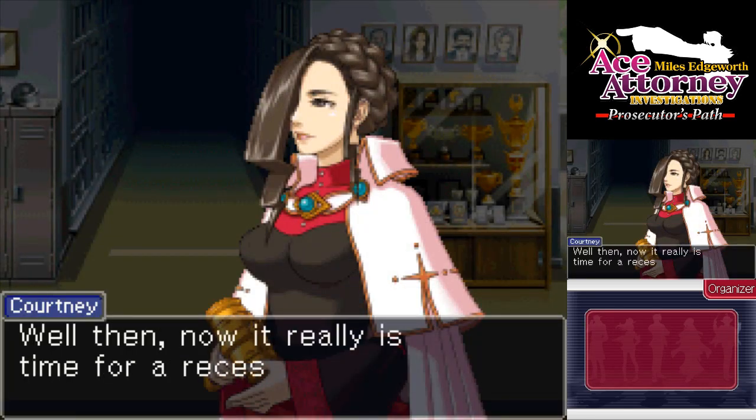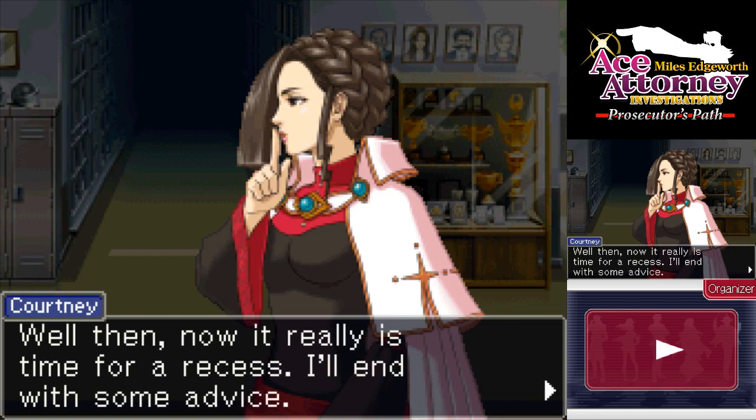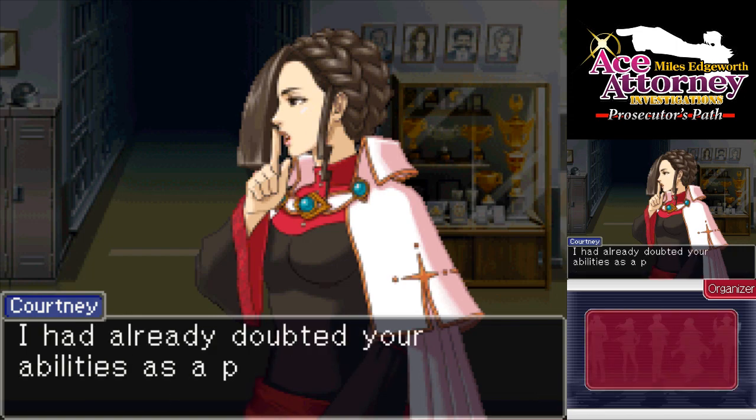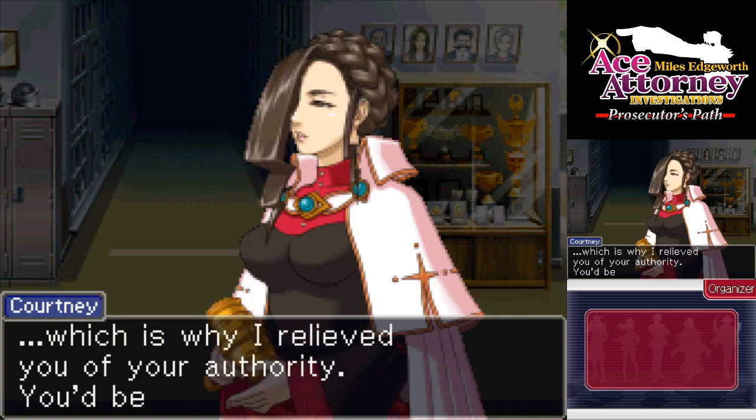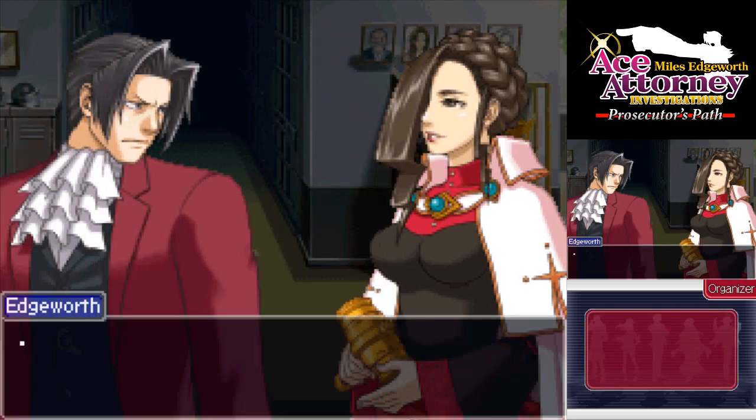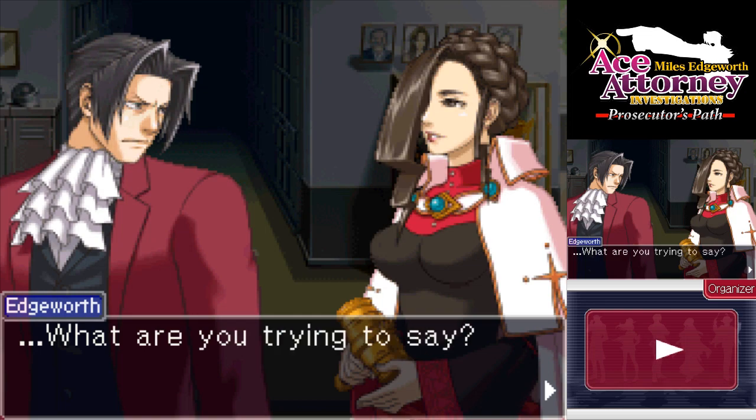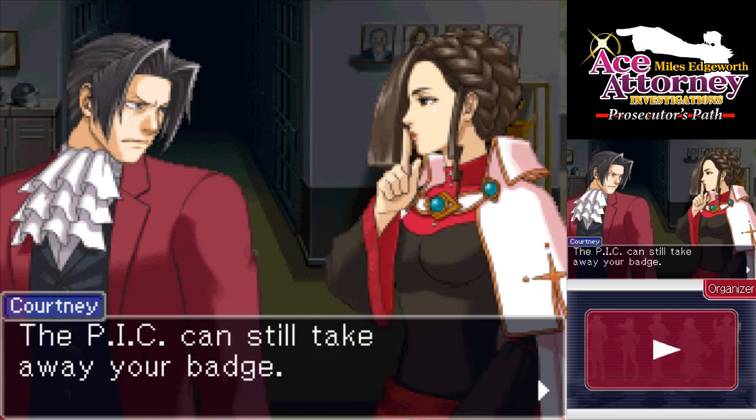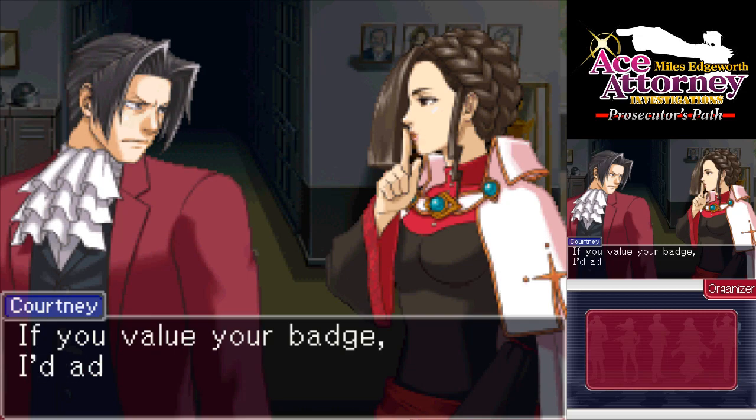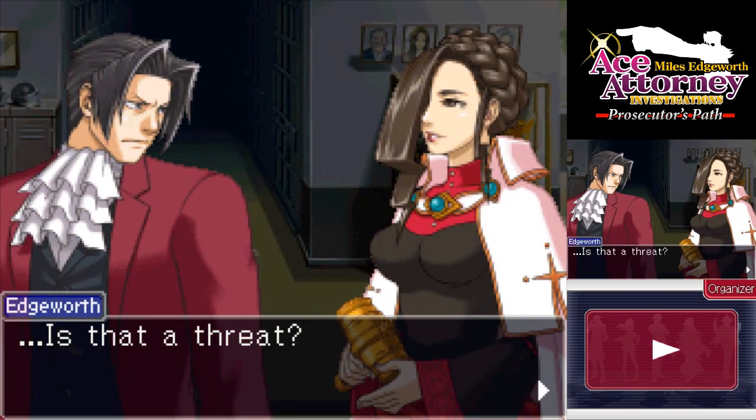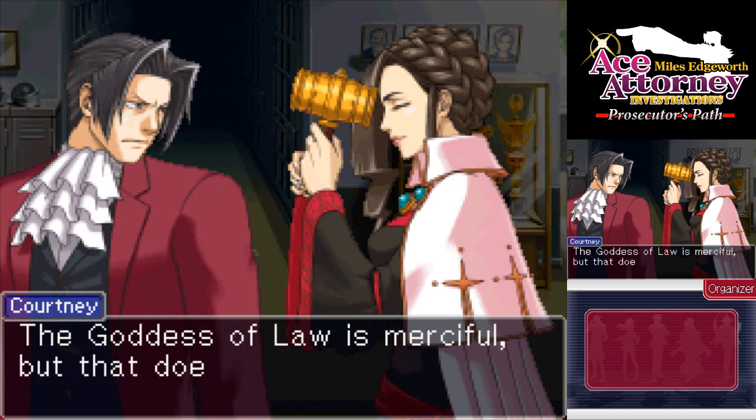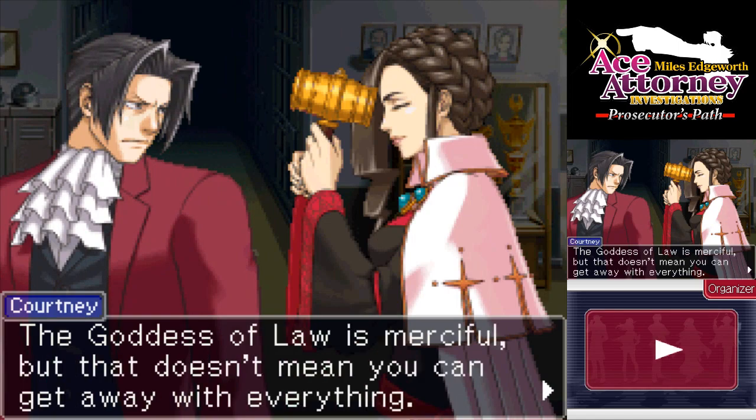Well then, now it really is time for a recess. I'll end with some advice. I had already doubted your abilities as a prosecutor, which is why I relieved you of your authority. You'd best not forget that. What are you trying to say? The PIC can still take away your badge. If you value your badge, I'd advise you not to show your face before me again. Is that a threat? The goddess of law is merciful, but that doesn't mean you can get away with everything.